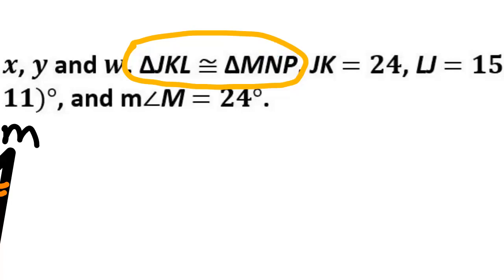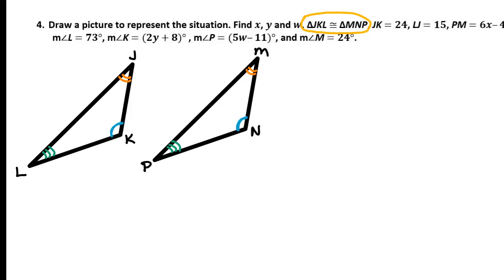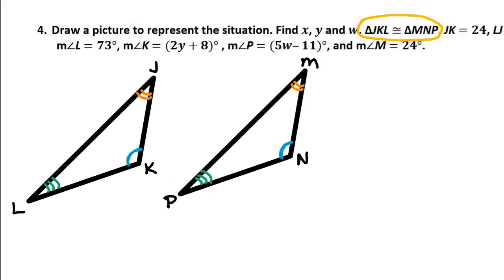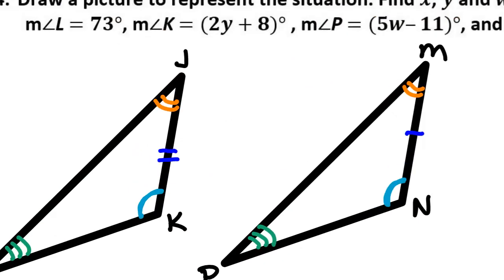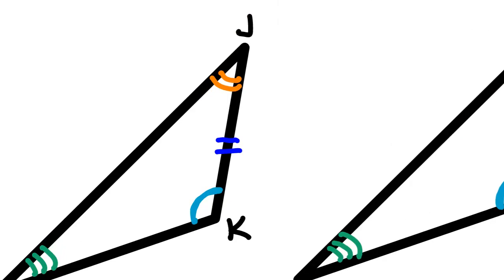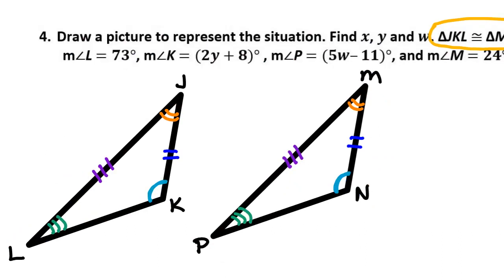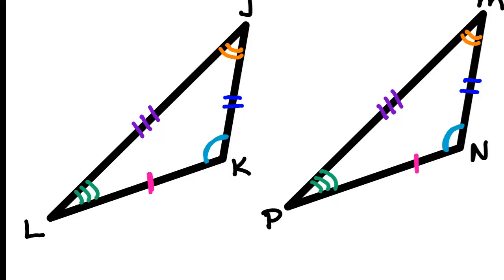Using that triangle congruence statement, can you tell me which sides would have to be congruent? JK has to be congruent to what? MN. First two letters, first two letters. What other sides have to be congruent? JL, first and third, to MP, first and third. Sorry, that got a little messy for me. And finally what? PN is congruent to LK. LK congruent to PN.